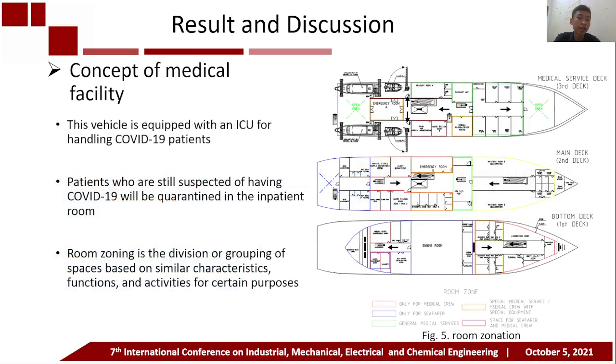And we go to the result and discussion of the ship. The concept of the medical facility is that the vehicle is equipped with an ICU for handling COVID-19 patients. Patients who are still suspected of having COVID-19 will be quarantined in the inpatient room. Room zoning is the division or grouping of space based on similar characteristics, functions, and activities for a certain purpose. Figure 5 shows the room zonation on the general arrangement of the ship.